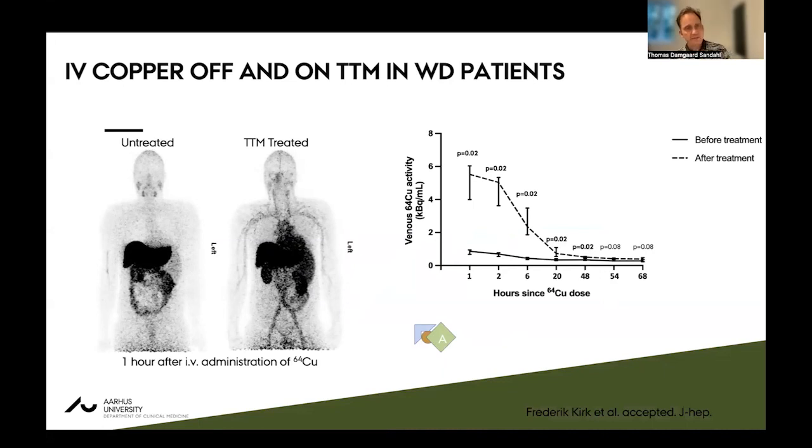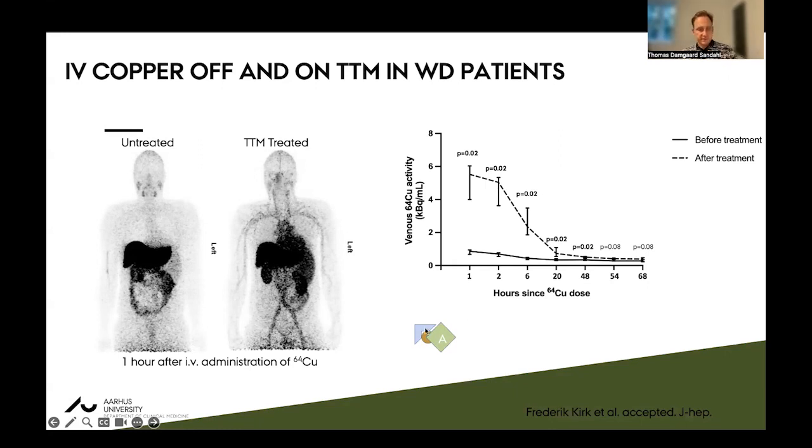And so we gave Wilson disease patients IV copper before and after TTM treatment. What we first saw was, looking at blood, a retention of copper in the bloodstream. You can see here the vessels in the arms. You can see the heart. After treatment, and this is not visible before treatment. And this is the graph of what it looks like.